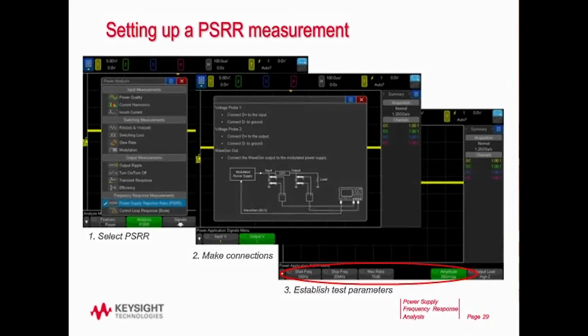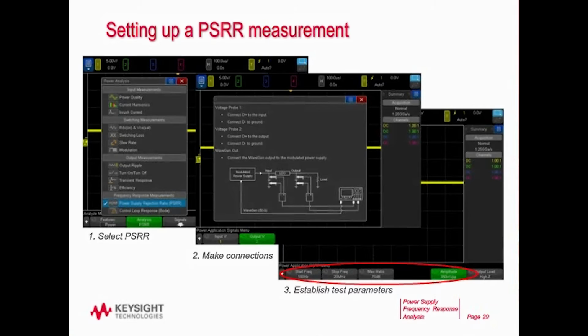So start frequency, stop frequency, max plot ratio, and the amplitude of your disturbance signal. In this case, I don't know if you can read it or not, I have a start frequency of 100 hertz, stop frequency of 20 megahertz, which is the maximum. I'm going to max plot ratio up around 70 dB, and I'm going to modulate it with 350 millivolts peak to peak.